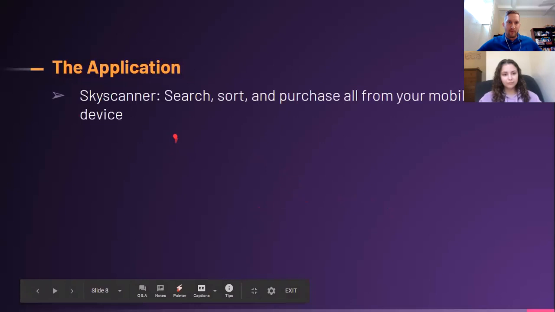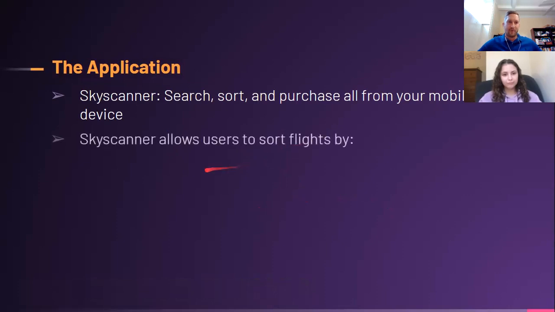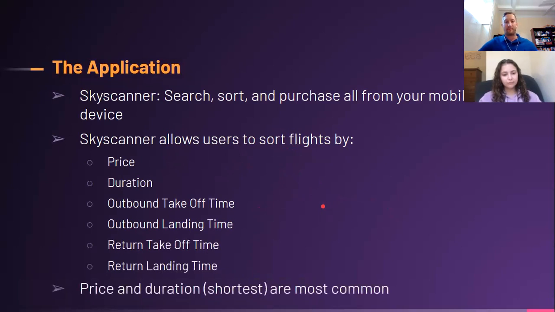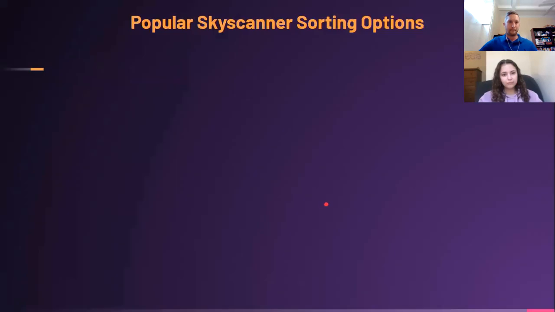The application allows you to search, sort, and purchase all from your mobile device, which is extremely convenient for everybody. It allows you to sort through flights by different criteria. These criteria include price, duration, outbound takeoff time, inbound landing or outbound landing time, return takeoff time, and return landing time. You can imagine that the most popular and common of these are the price and duration, and that's what this project will focus on.